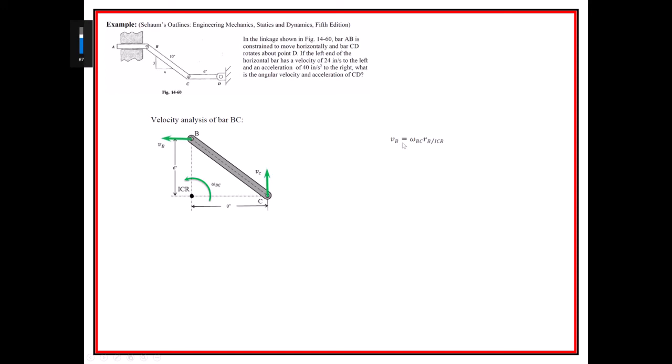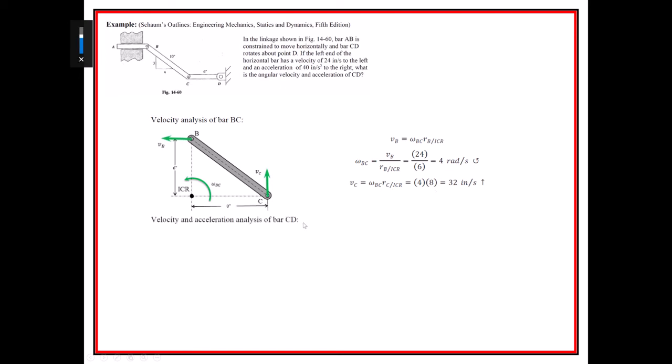So with the velocity of B equaling this omega times this distance right here, which we find to be 6, right? There's a 3, 4, 5 triangle with a long side of 10, therefore this side is 6. And we're able to divide that velocity of B by that 6 to get the angular velocity about the instantaneous center of rotation. And then using that, we're also able to find the velocity at C, because we can multiply that angular velocity by this r_C with respect to ICR, or 8 inches right there.